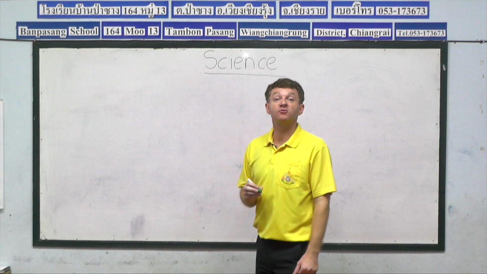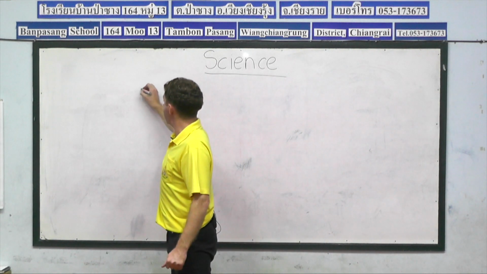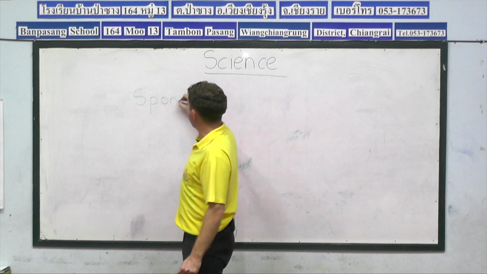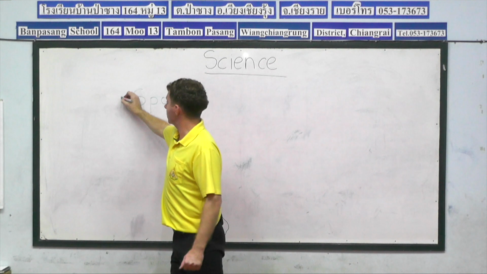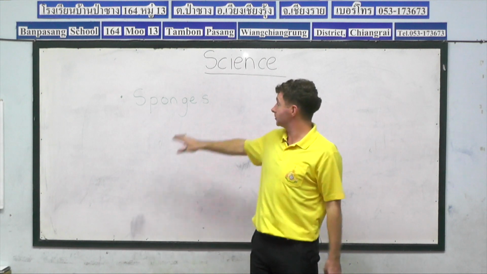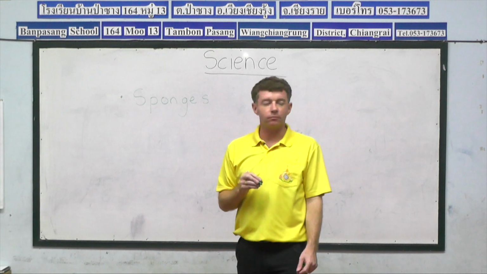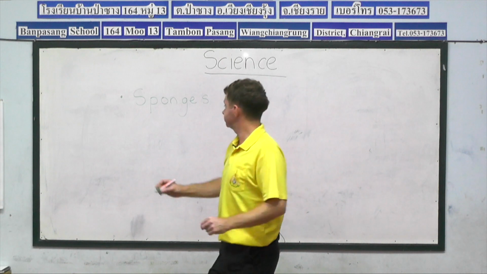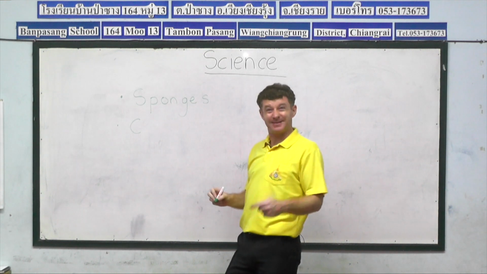First one, sponges. Okay, so sponges is spelled S-P-O-N-G-E-S. Okay, so that's one type of invertebrate. If you get the letters that make the word sponge, that's how you have to put them together. Now the next one, very hard to spell. Cnidarians. Okay. Cnidarians begins with a C, but then N. Yes.